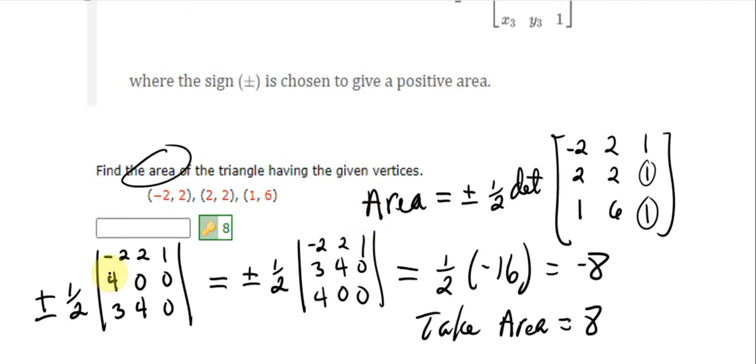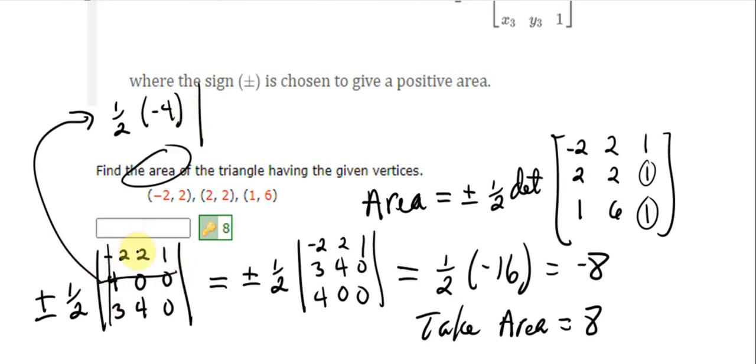Now, if you wanted to find that using cofactor expansion along that second row, so you've got that 1/2 sitting out here, then the sign position is negative, positive, negative, so this would be negative 4 times, delete this row and column, so that's 2, 1, 4, 0.